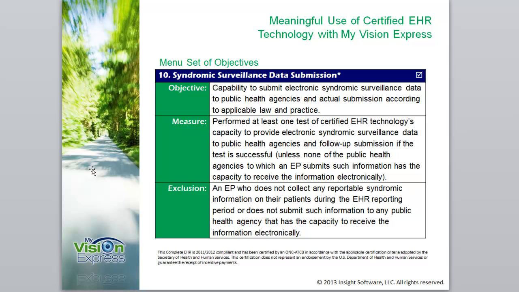And the exclusion is an EP who does not collect any reportable syndromic information on their patients during the EHR reporting period or does not submit such information to any public health agency that has the capacity to receive the information electronically. So this is our 10 menu objectives.